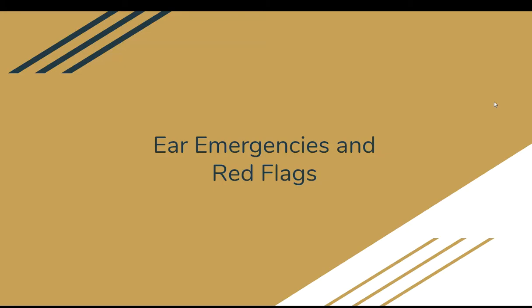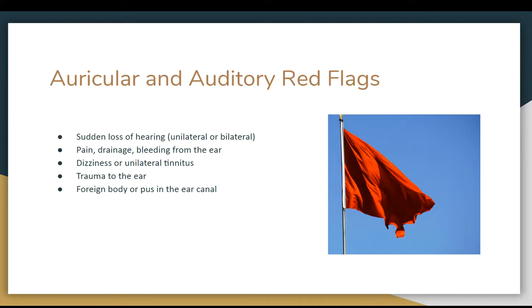All right, let's move on to the ear. So some auricular and auditory red flags. So remember, your ear has not just the structure, but also the function, and the function is the hearing. So any sudden loss of hearing, whether unilateral, bilateral, is a concern. Pain, drainage, and bleeding from the ear can indicate that there's either a severe infection or a rupture of the tympanic membrane. Dizziness and unilateral tinnitus can be a concern.